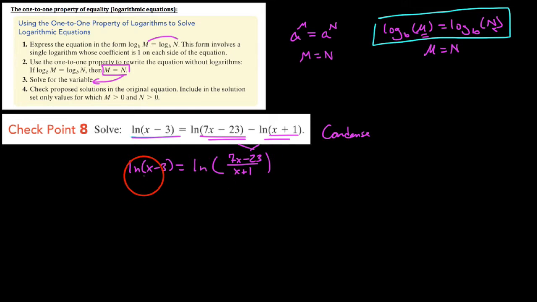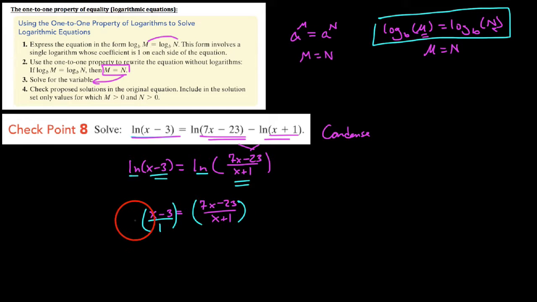In this case, because I have a natural log equaling a natural log, it must be true that their arguments are the same. So we're just going to work out our algebra here. We know that x minus 3 has to be equal to 7x minus 23 over x plus 1. As we do when we solve rational equations of this type, we multiply both sides by the least common denominator, which in this case is just x plus 1. So x plus 1 is our LCD.